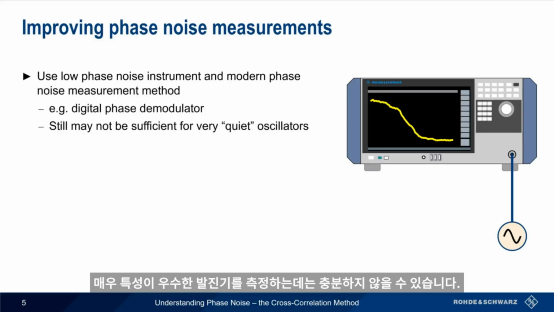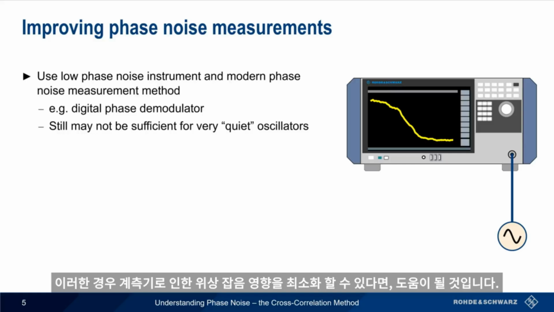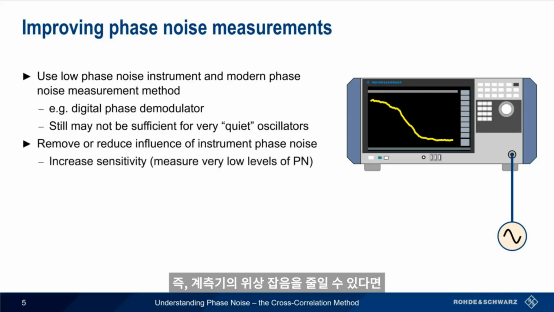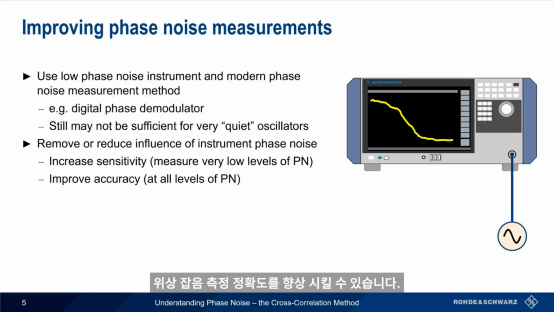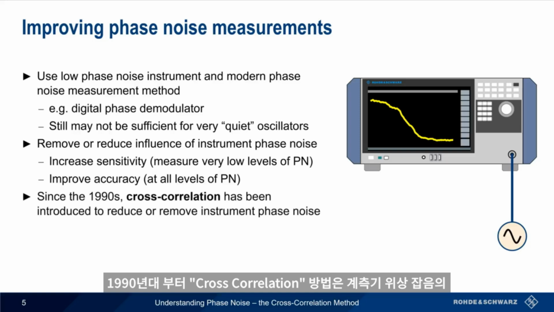In these cases, it would be helpful if we could somehow remove, or at least reduce, the influence of instrument phase noise. This would increase sensitivity, that is, allow measurement of very low levels of phase noise, and it would also improve accuracy at all levels of phase noise. Since the 1990s, cross-correlation has been the primary method for reducing or removing the effects of instrument phase noise.